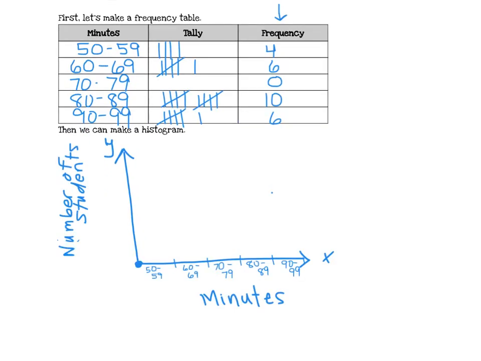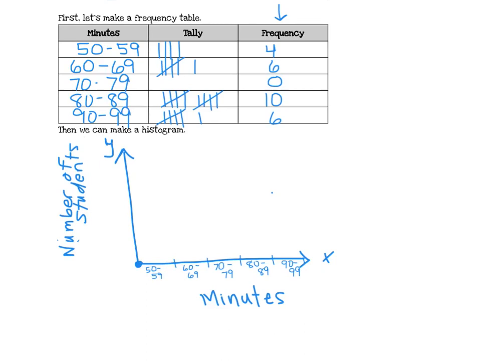Okay, so I have my intervals labeled. You want to make sure that you do that as well. And then on the y-axis, we need to look at our frequency column. Frequency and number of students are the same, and you can see the highest number there was 10. So we need to label our y-axis to make sure that it goes up to at least 10.